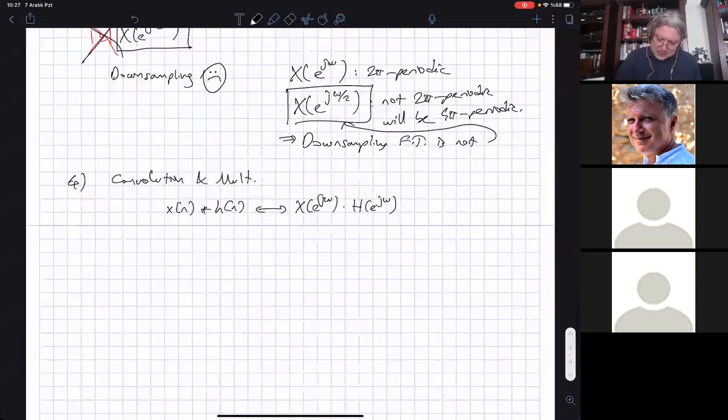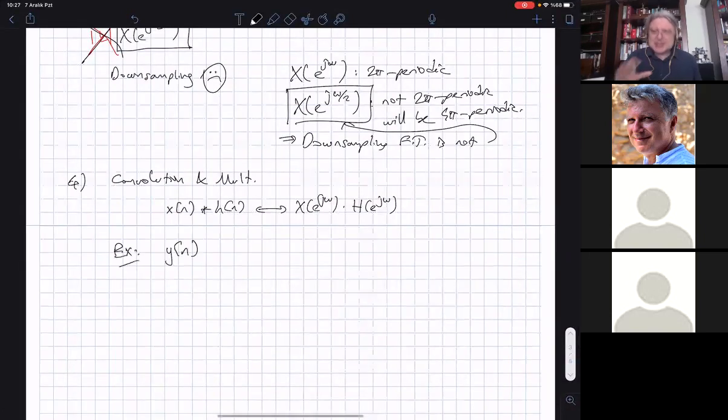If you have, for instance, y of n, this is an example, but it's a counterexample to the convolution property. y of n is equal to x1 of n times x2 of n. Then the Fourier transform of y of n, which is Y of e to the j omega, will be equal to the convolution of X1 of e to the j omega and X2 of e to the j omega. I have to convolve them.